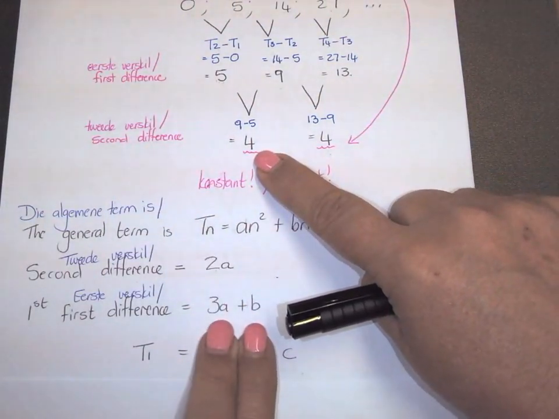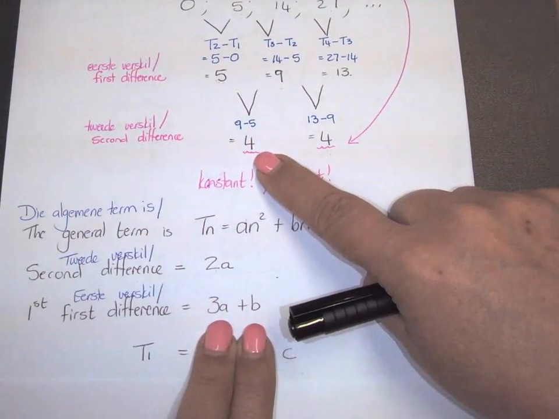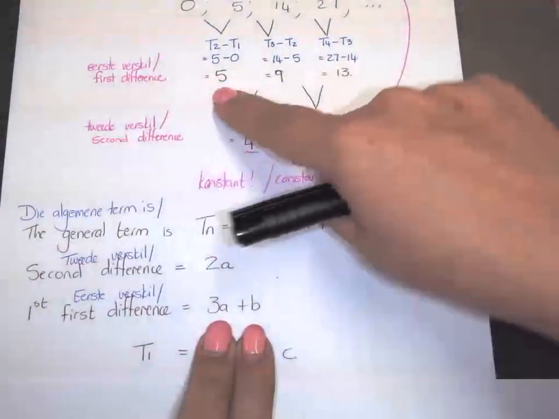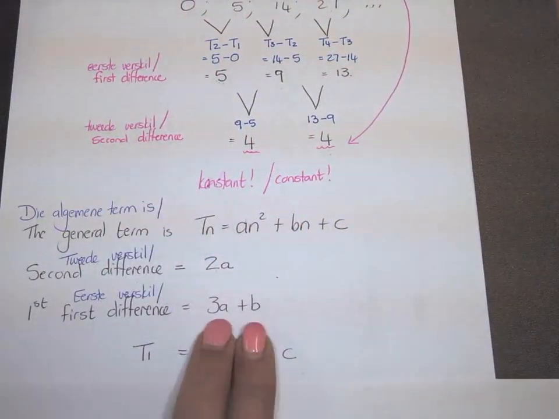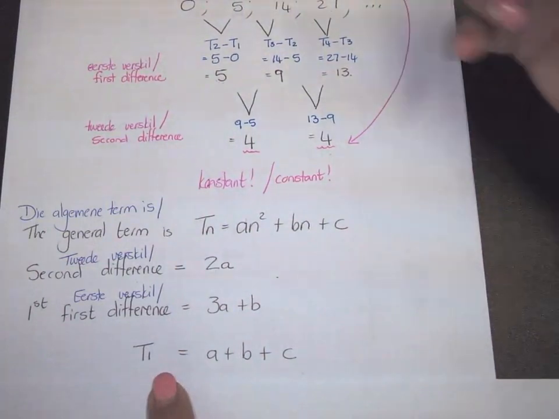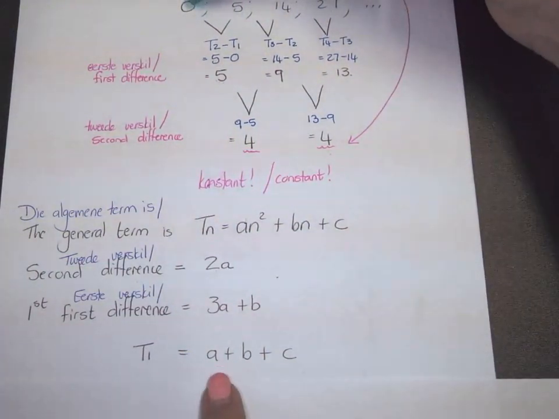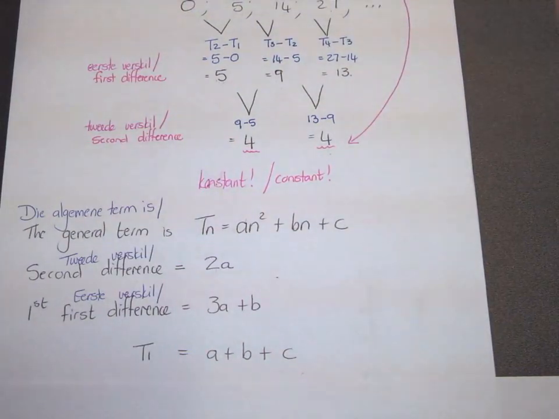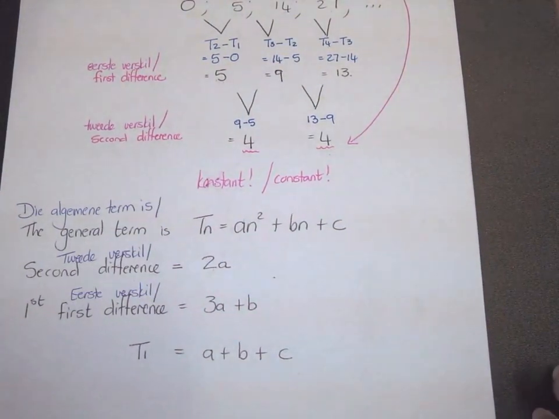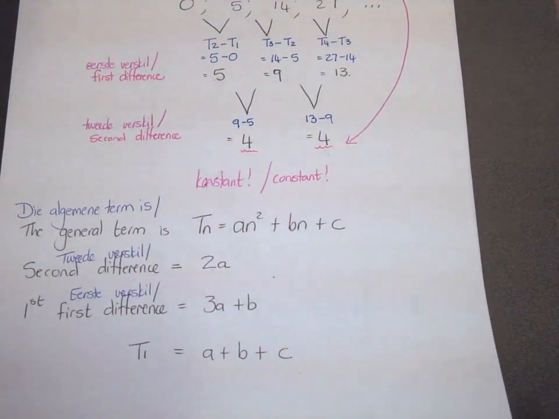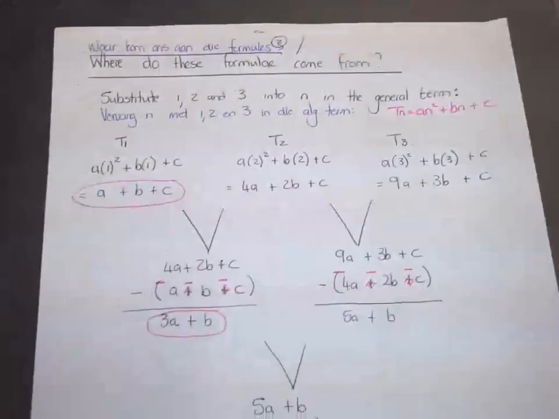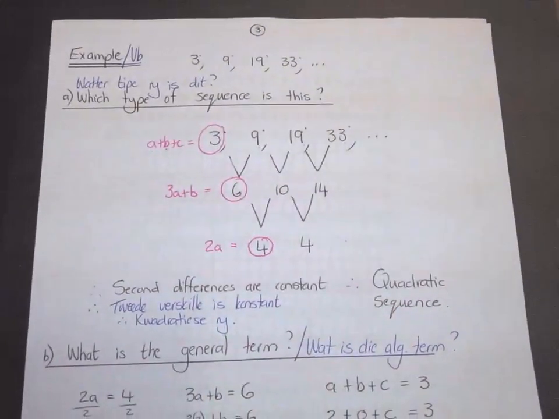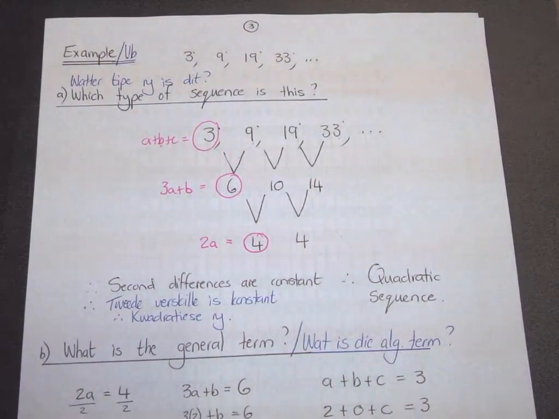3a plus b is equal to your first difference. Here is my first difference, the first one. So 3a plus b will be equal to 5. And then term 1, that means the first term in my sequence, is a plus b plus c. I will do an example where you will see how to work with it. Okay, then there's a paper where that formula comes from. You don't have to know that. Let's do our first example.